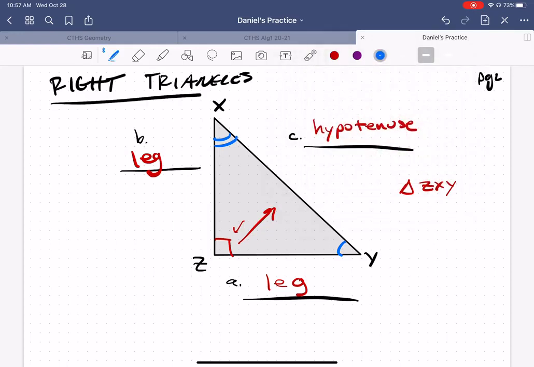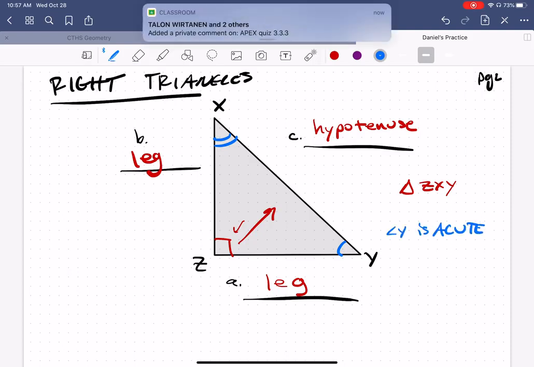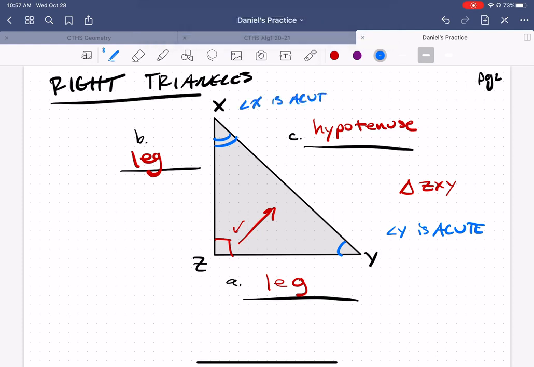And we have angle Y is acute. And angle X is also acute. We know this because we have a right angle, therefore the other two angles must be acute angles.